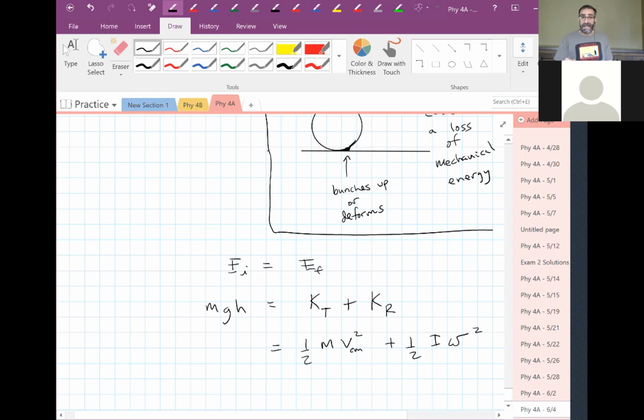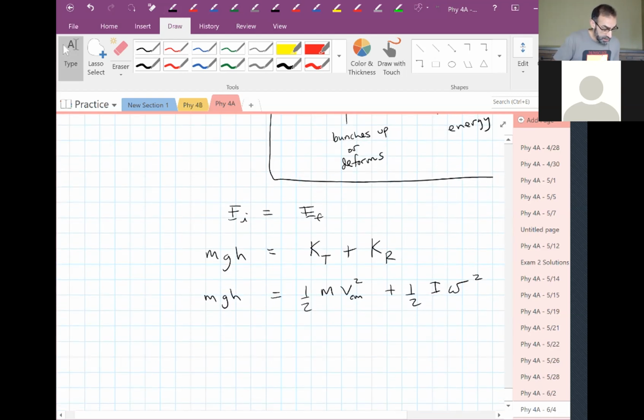Now this is one equation. We can only have one unknown. So we have to turn omega into v. But we know when something is rolling along the ground without slipping that there's a relationship. Omega is v center of mass over r. And what I are we using? Well, let me do one thing at a time. Omega is v over r.